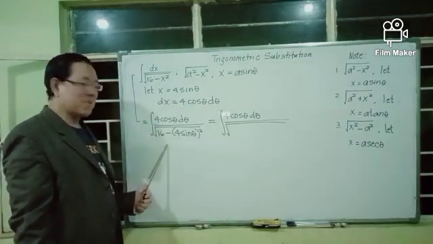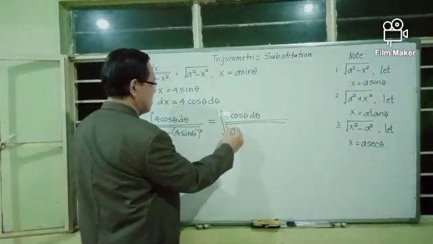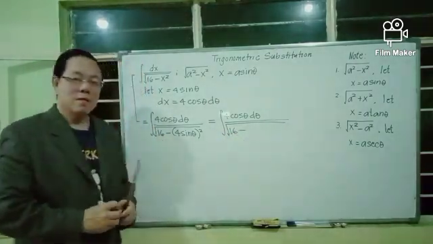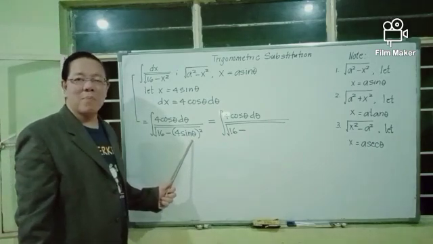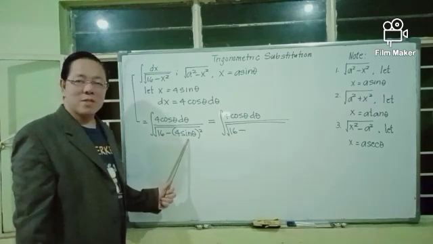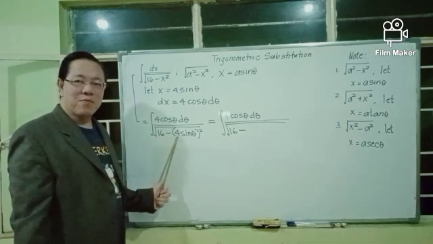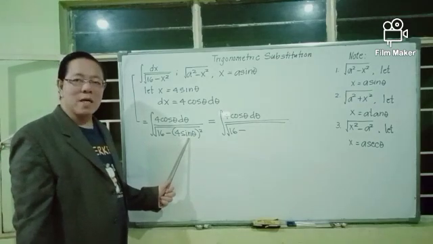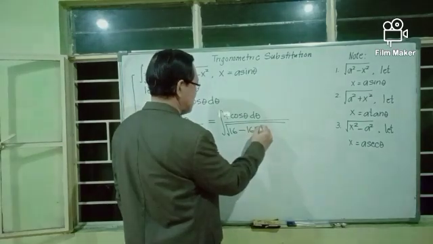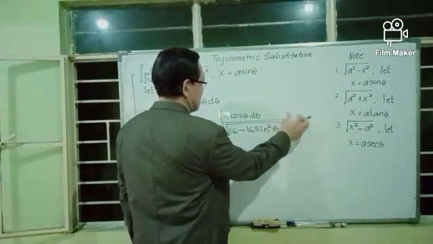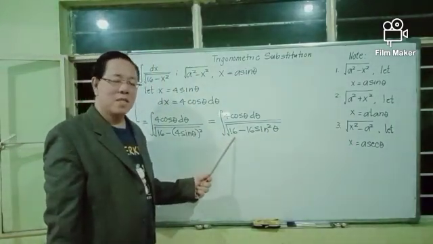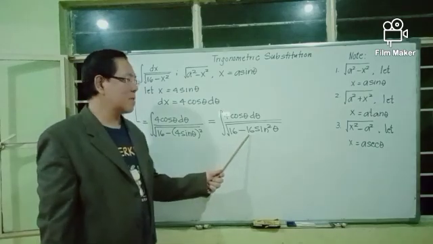divided by the square root of 16 minus the square of 4 sine theta. By property of exponent, the square of 4 sine theta is equal to the square of 4 times the square of sine theta. And the square of 4 is 16 times the square of sine theta, sine squared theta. And you can see that we have a common factor in the denominator, 16. We factor out 16.